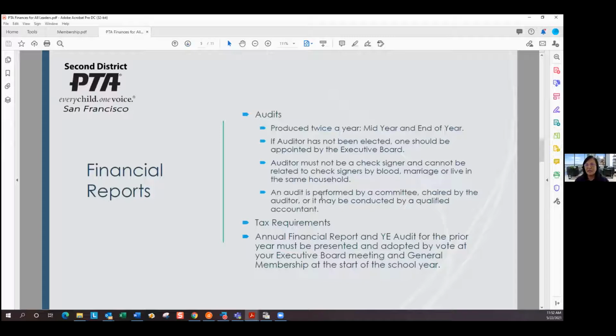And then there should be an annual report. This annual report and the year-end audit should be presented and adopted at the first general meeting. Okay? And that's the financial statement for the previous year.